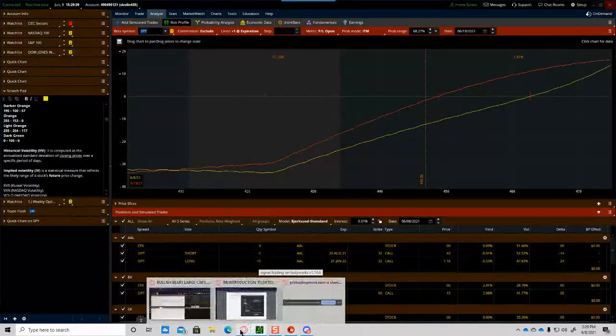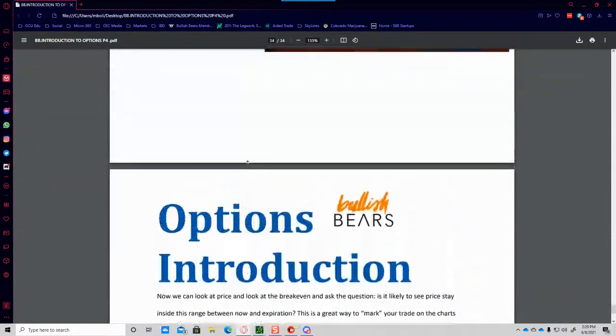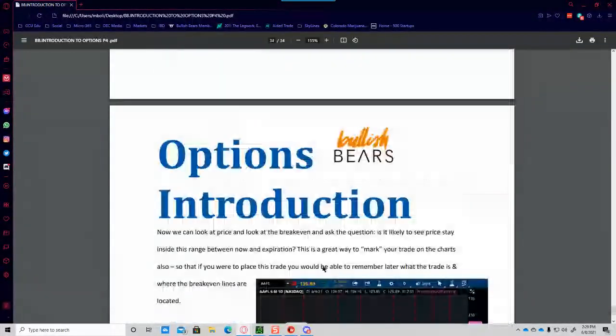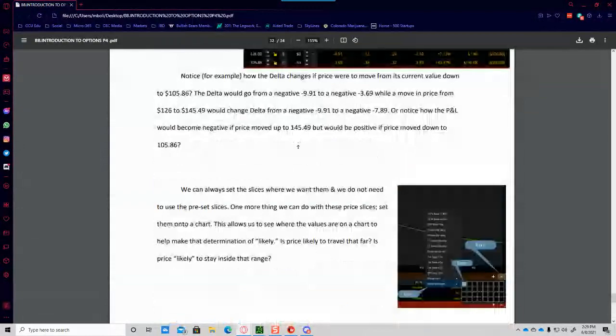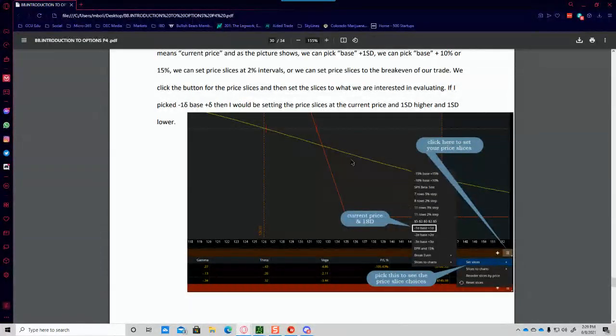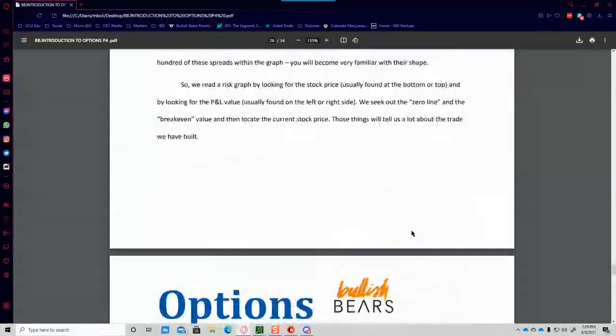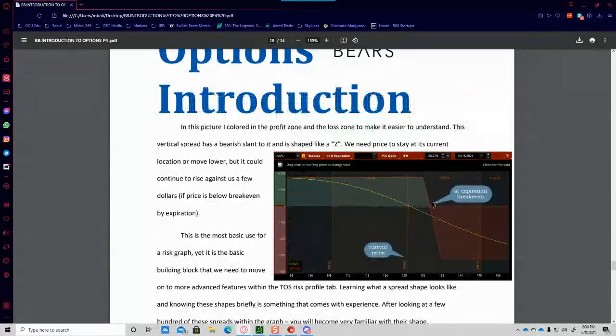But for today, we really just wanted to come across these risk graphs, how to read it, how to make slight adjustments to the in the money, at the money, out of the money price slices, put them on the chart, and be able to visually recognize break even, profit, loss, zero line. So any questions?